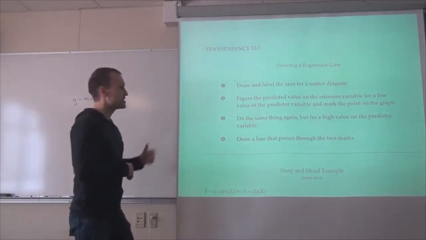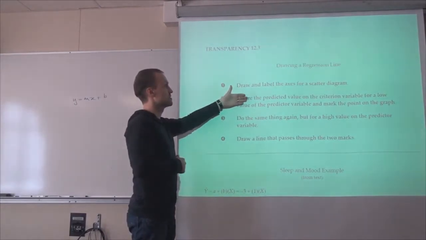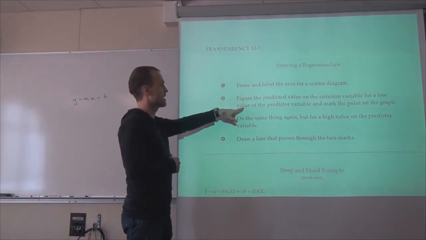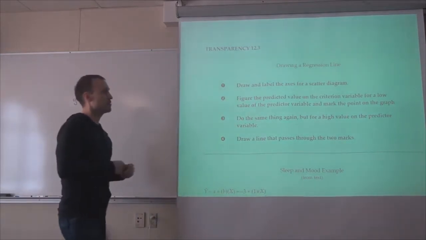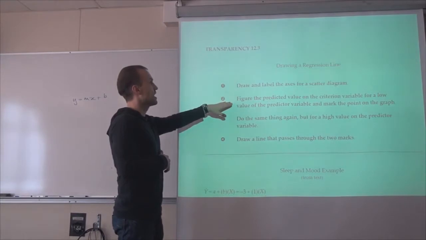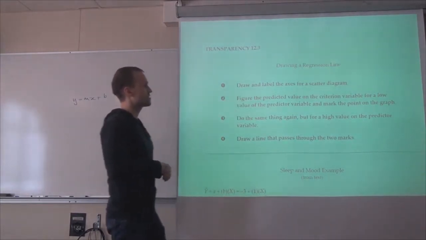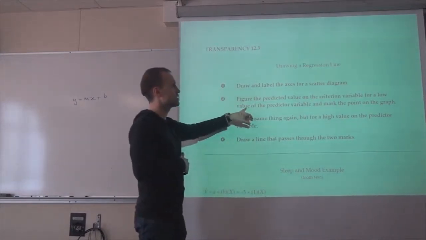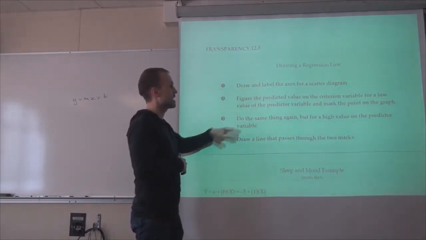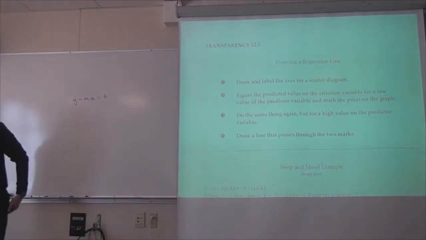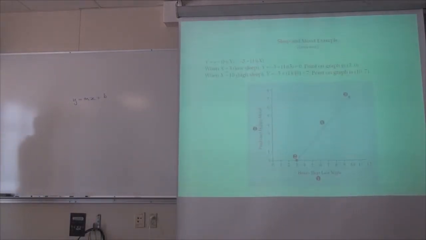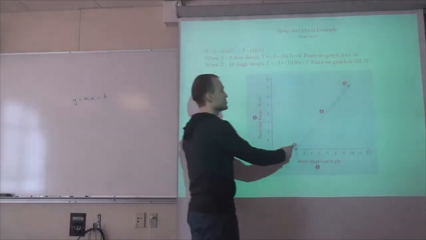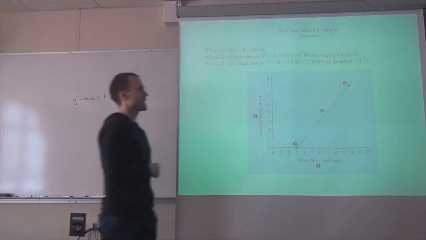Then, given an equation, a prediction rule, I have to find... one easy way is I could find the predicted value for the y variable for a low x variable, and mark that, and then for a high one, and then simply connect the two to make my straight line. For a straight line, I just need 2 points. Any 2 points will do, and I just connect them, and I have my line.